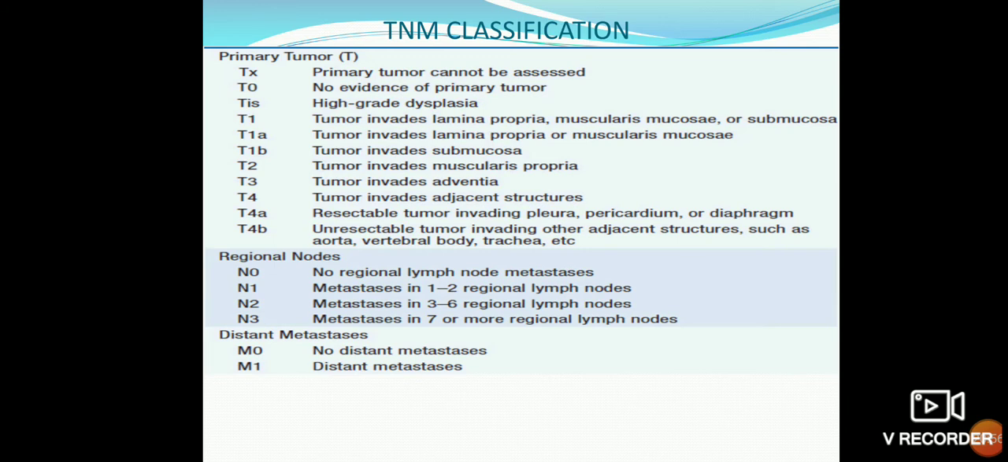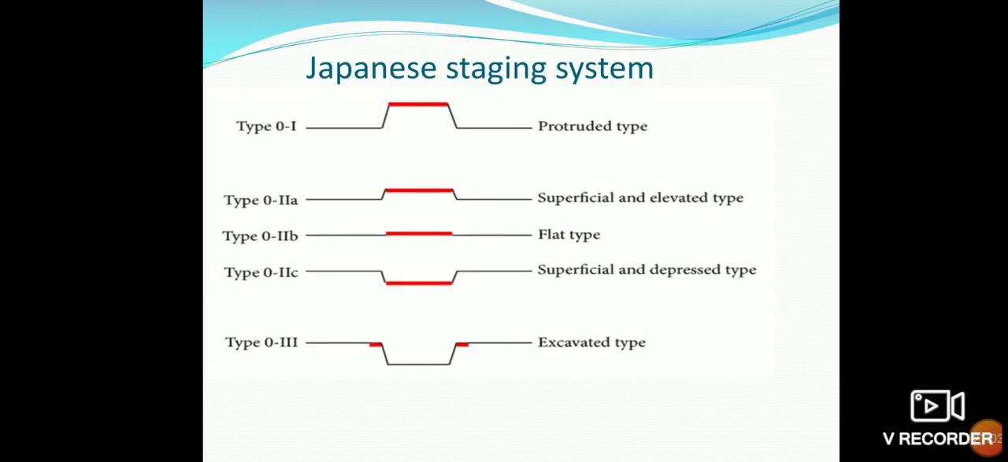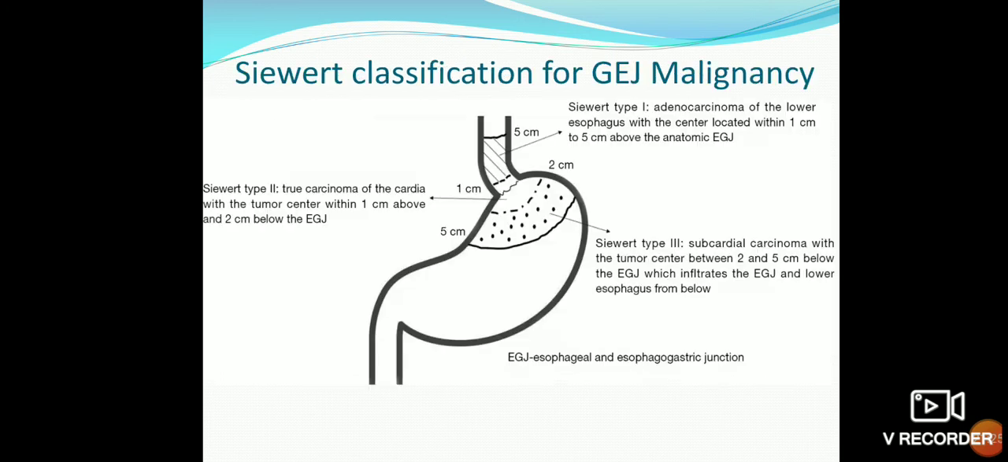In the distant metastasis M stage, M0 is no distant metastasis, and M1 is distant metastasis. This is the Japanese staging system. It is done for early gastric carcinoma. Type 1 is the protruded type, and type 2A is the superficial elevated type. Type 2B is the flat type, and type 2C is the superficial depressed type, and type 3 is the excavated type.